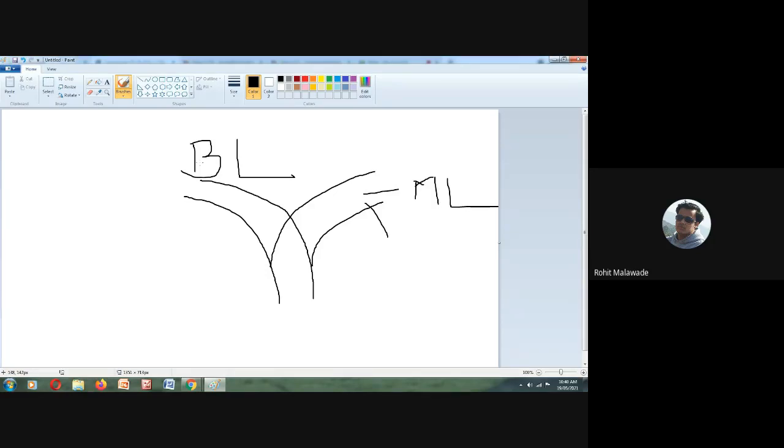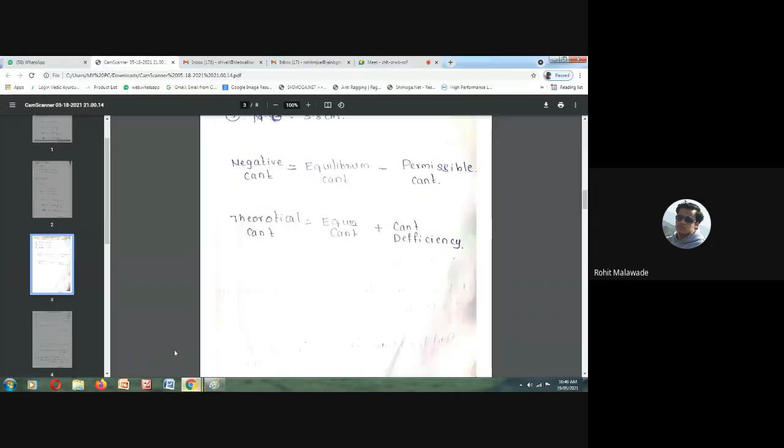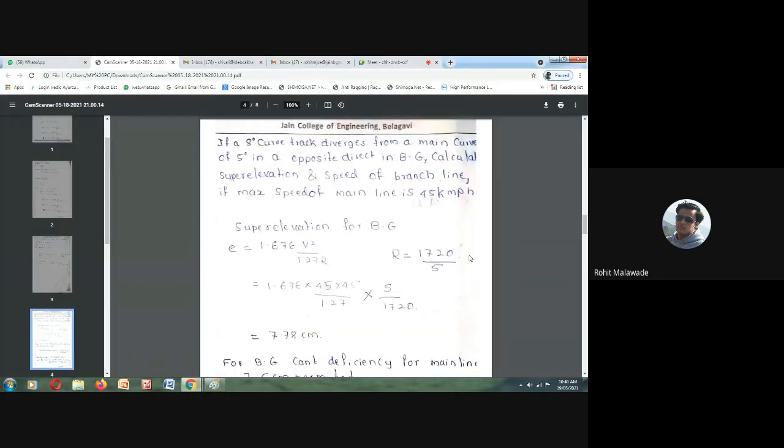So this is what you need to remember when you are going to solve the problem. The super elevation of the main line will be greater than the super elevation of the branch line. So this you need to remember when you are going to solve the problem. Now with these basics, we will go directly to the problems.